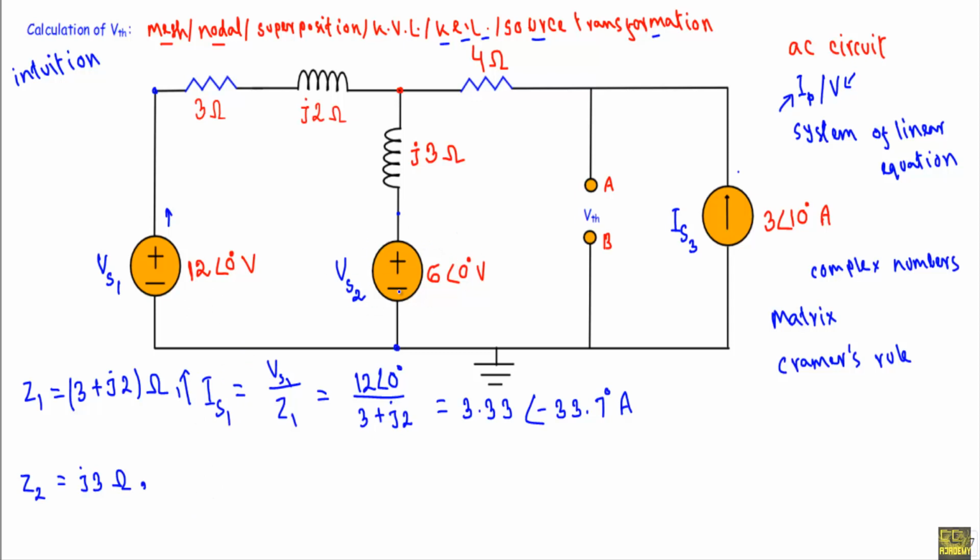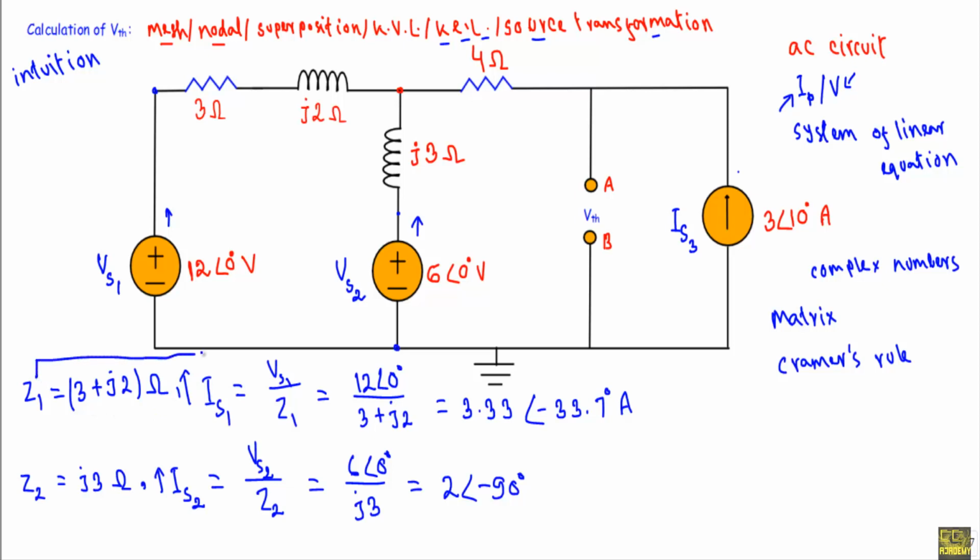I can also convert VS2 to a current source IS2 using the source transformation technique. IS2 will be equal to VS2 over Z2. Here VS2 is equal to 6 with phase angle 0 degree, and Z2 is equal to J3, which will be equal to 3 with phase angle 90 degree. See, VS2 will supply current in this direction. To maintain the same current direction, the direction of IS2 will be in upward direction, and I will place Z1 in parallel with IS1 and Z2 impedance in parallel with IS2.